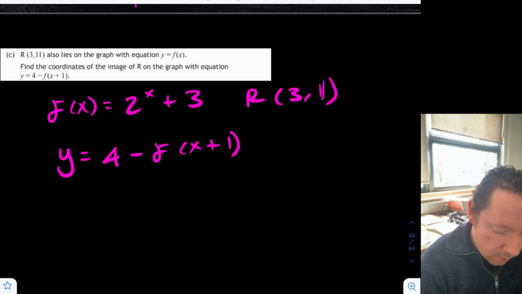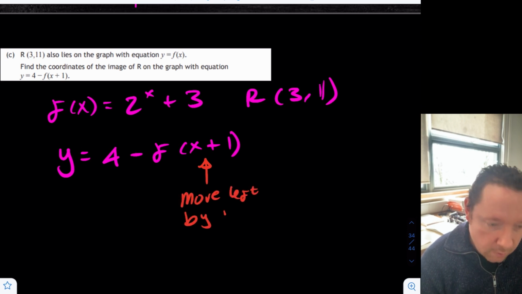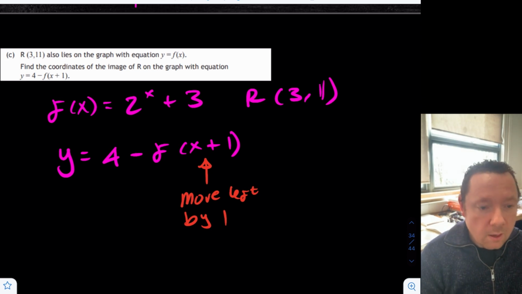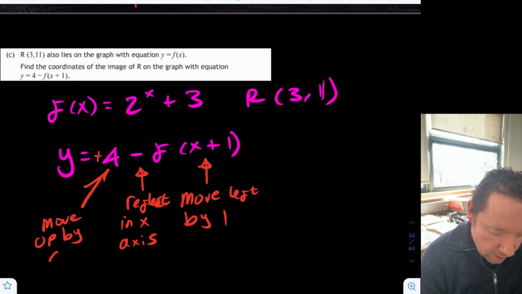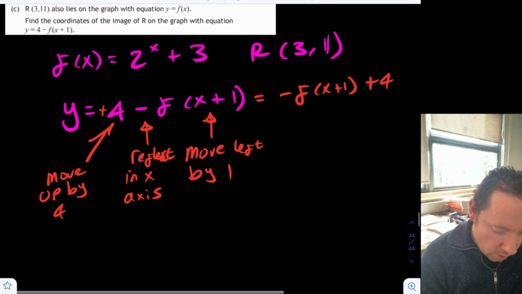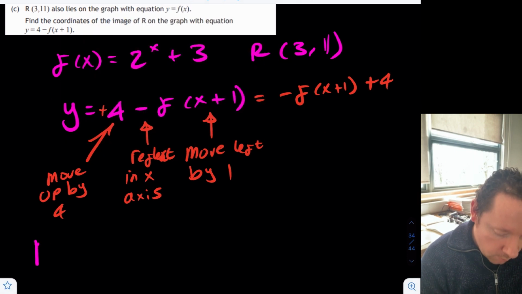So what does that mean? Well, let's just take a few notes. The plus 1 in here means we move left by 1. Minus f of x means we reflect in the x-axis. And you can think of this 4 as a plus 4, so move up by 4. If it helps, you can rewrite this as minus f of x plus 1, and then add the 4 on the end, and you might be able to see that better. So that means we've got our R, which was (3, 11).